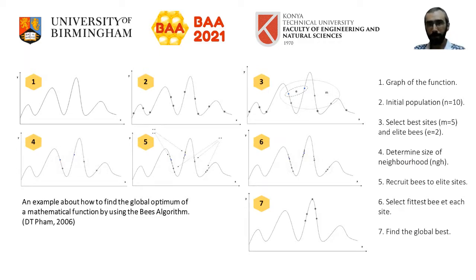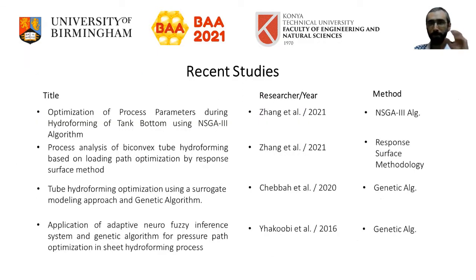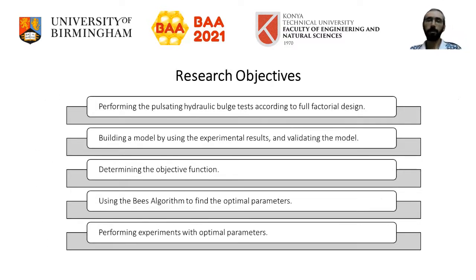This is an example of how to find the global optimum. At the last step, after several iterations, you find the global best. These are the recent studies about optimization of hydroforming processes. And these are the research objectives: performing the pulsating hydraulic pulse test, building a model, determining the objective function, using the Bayes algorithm to find the optimal parameters, and performing experiments with optimal parameters.